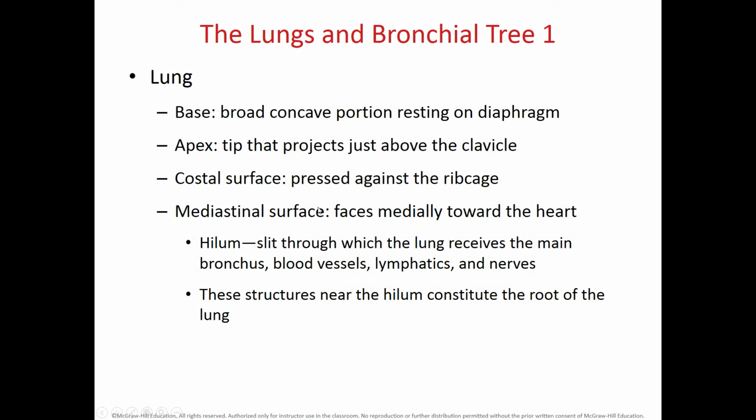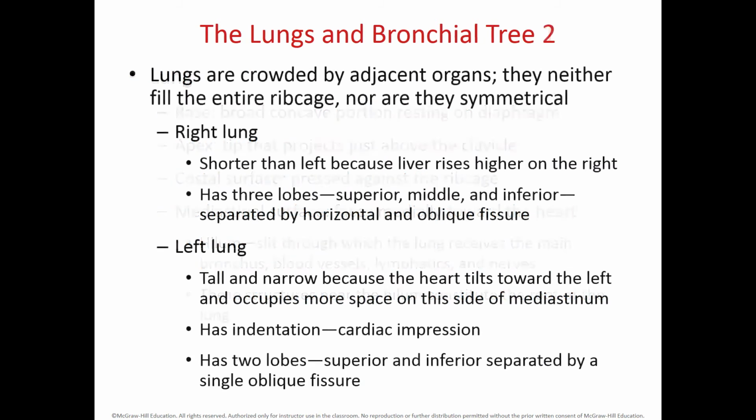So, characteristics about the lungs. The base is broader and has a concave portion that rests on the diaphragm, and the apex is pointed, so it forms a tip that projects above the clavicle. The lateral, anterior, and posterior surfaces are called the costal surfaces. They are pressed against the rib cage. And the mediastinal surface, which is the medial surface, faces toward the heart, and it has the hilum that receives the main bronchi, the blood vessels, the lymphatics, and the nerves, and they constitute what we call the root of the lung.